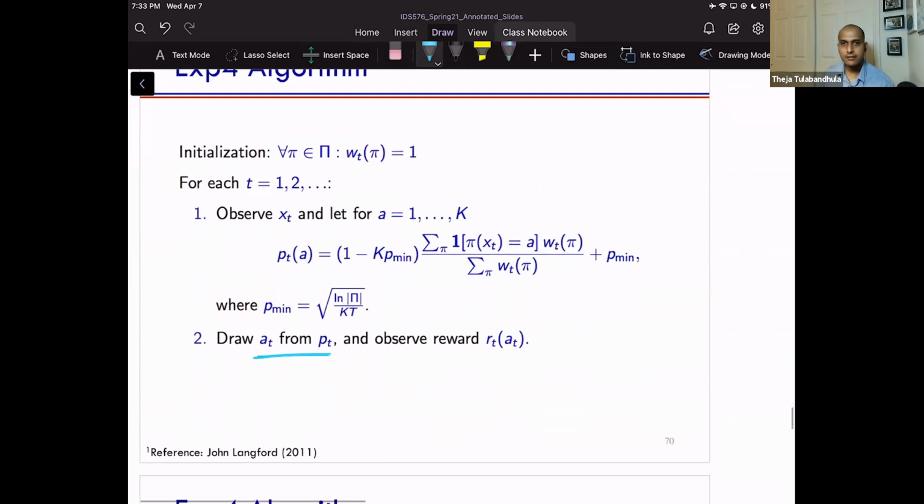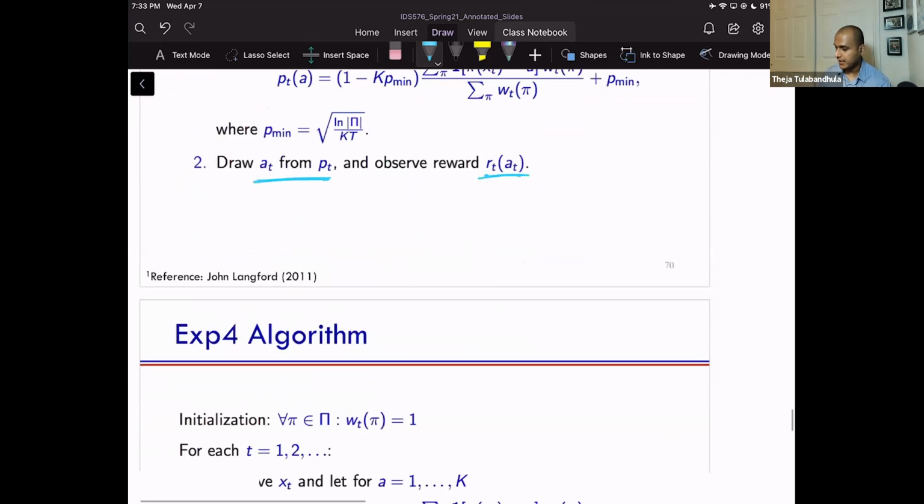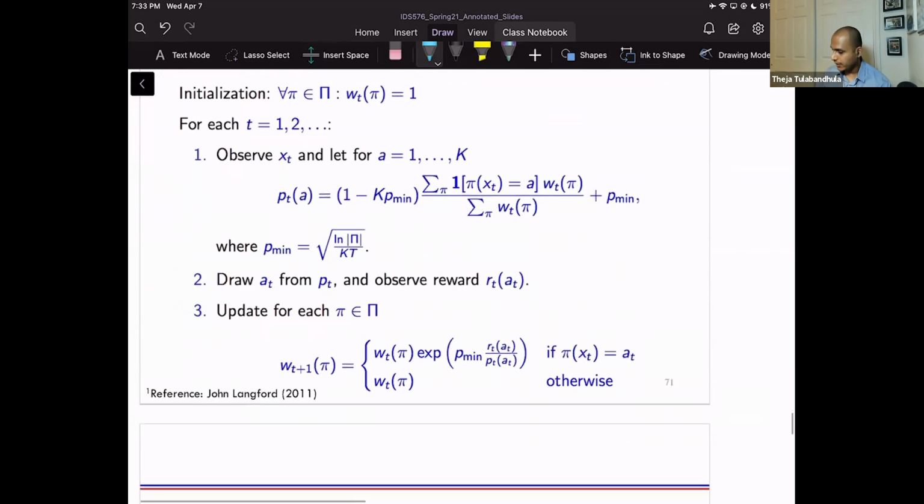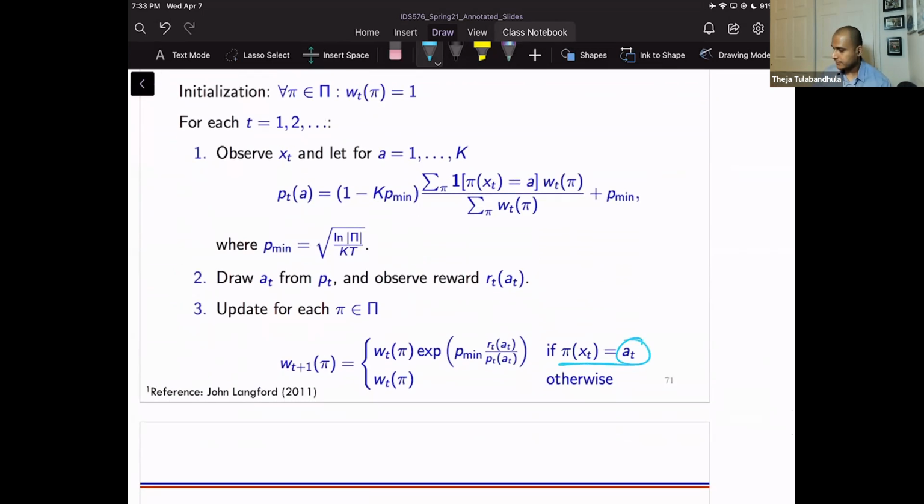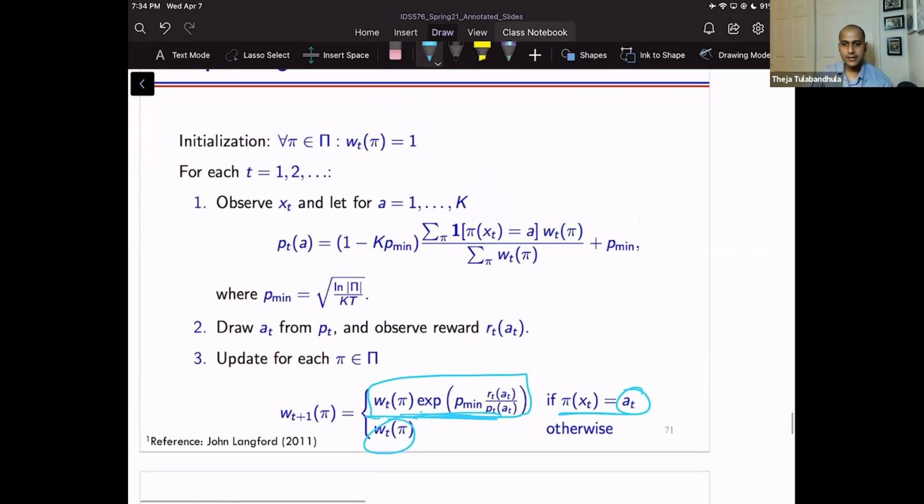You pick an action from this distribution over actions that you have just constructed and observe a reward. Given this reward, you can always update the weights over the policies. Every policy that suggested this action, you improve the weight. This is exactly the same as what we're doing in EXP3. And for everybody else, there's nothing to improve because the reward is 0 for them. So any questions here? This is pretty much the algorithm for the contextual bandit problem.